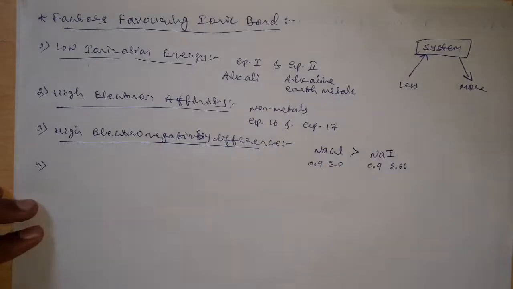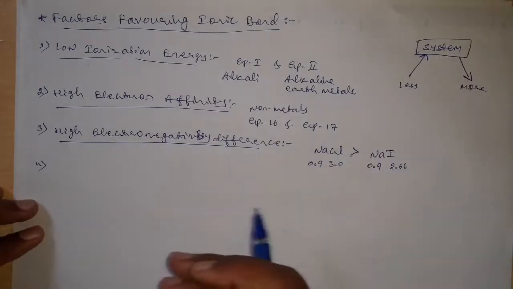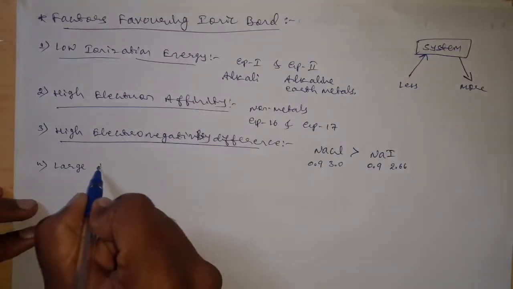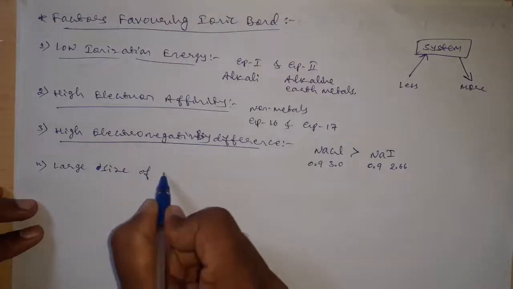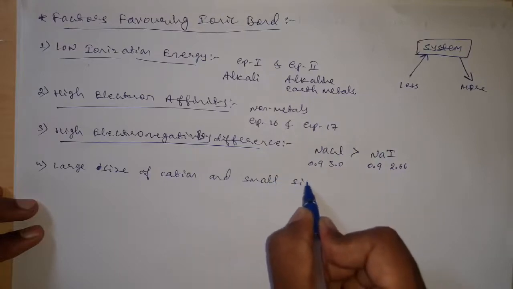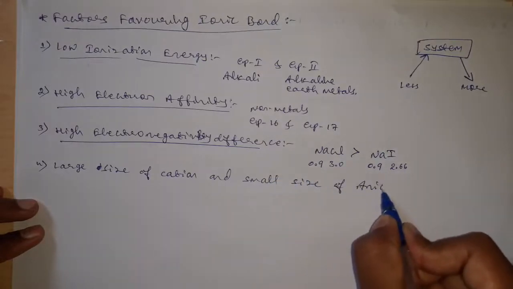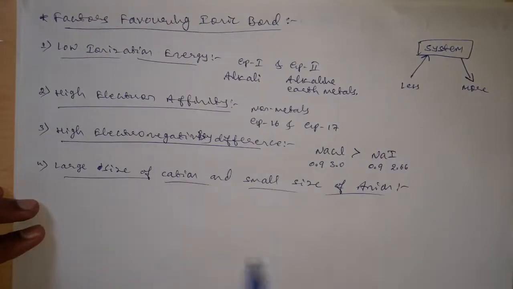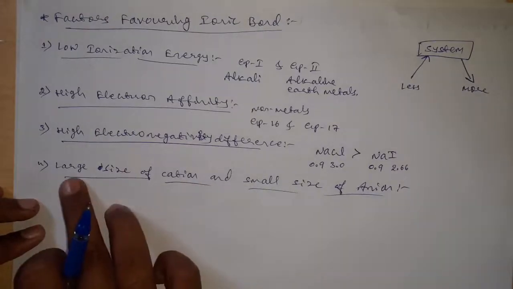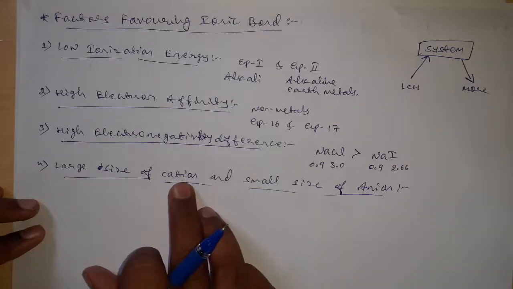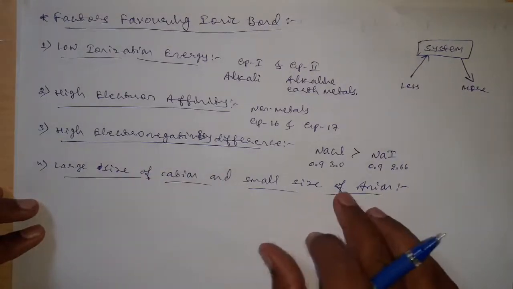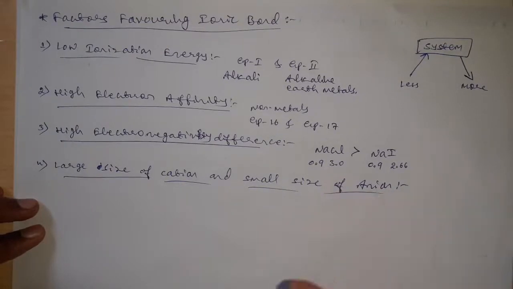Then the fourth factor that is affecting the formation of an ionic bond is a large size of cation and a small size of anion. The fourth factor which is favoring the formation of an ionic bond is that there should be a large size of cation, meaning the atom which is forming a cation, and the anion should be small, meaning the atom which is forming the anion should be small in size.